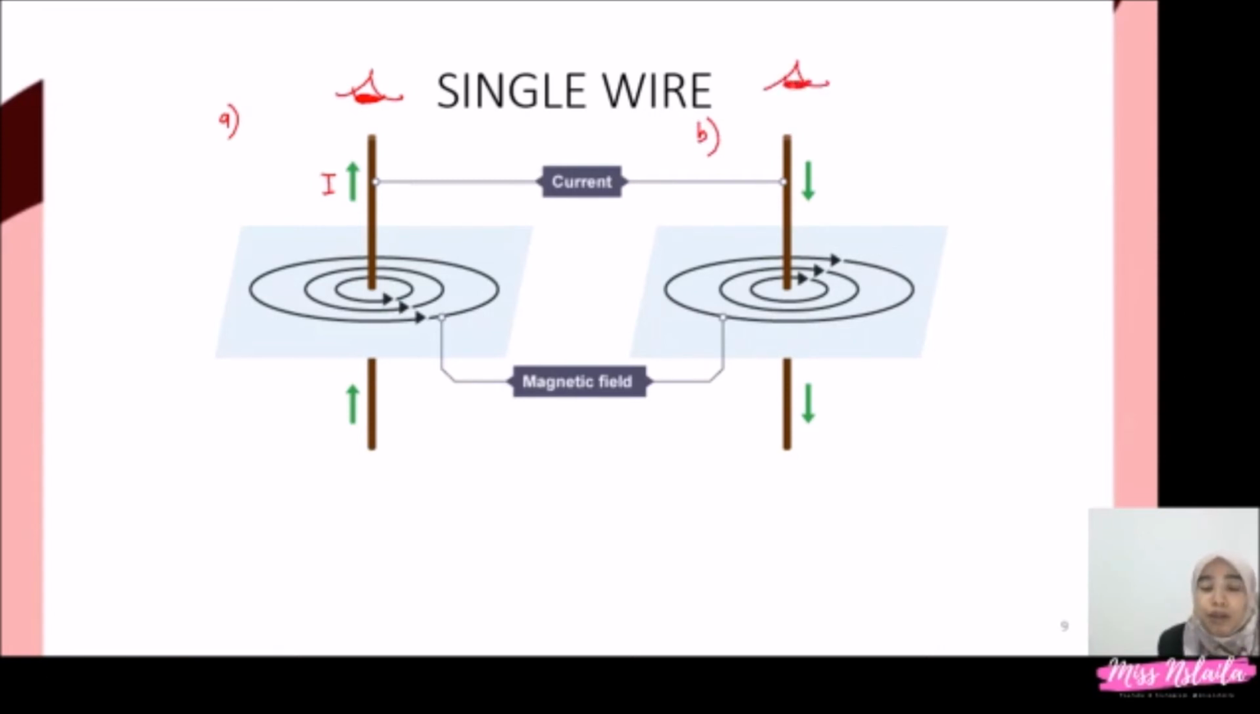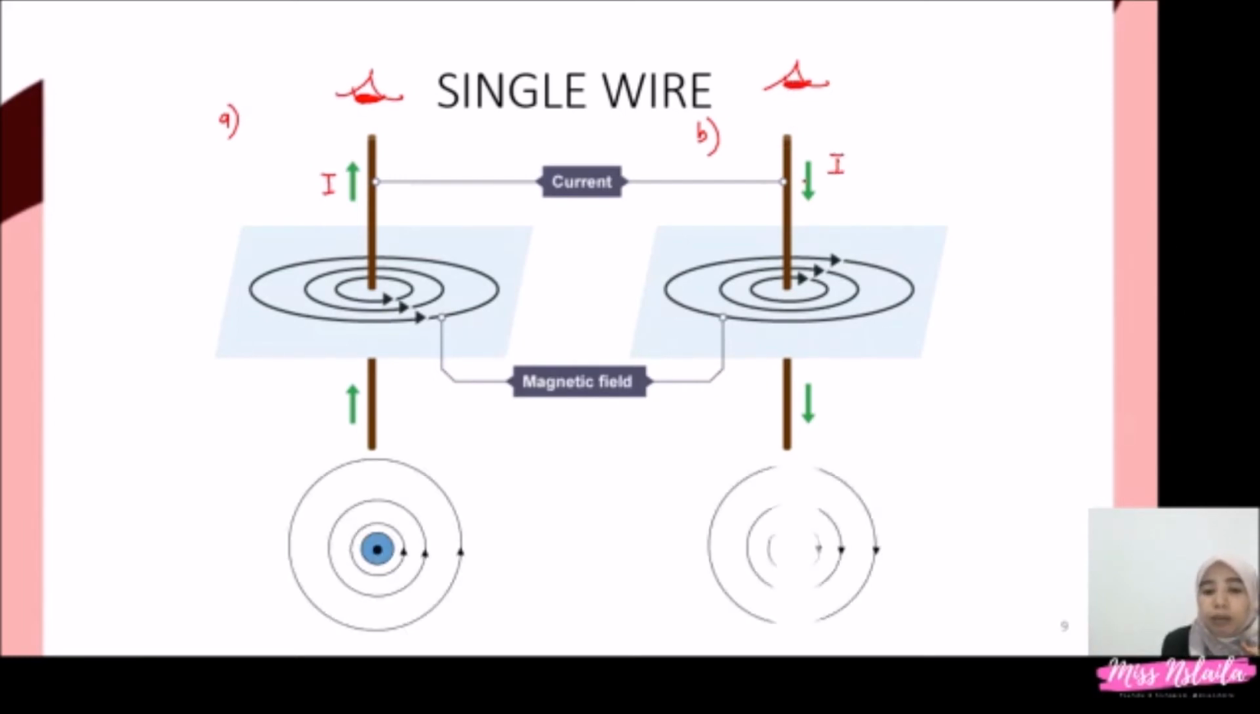When we look from above, the direction of current will be into the page. So we can determine the direction of magnetic field around the wire. If you are still confused, or you do not know how to determine the direction of magnetic field, or you don't know how to use the right hand rule, just let me know. I will explain more in our Telegram group.